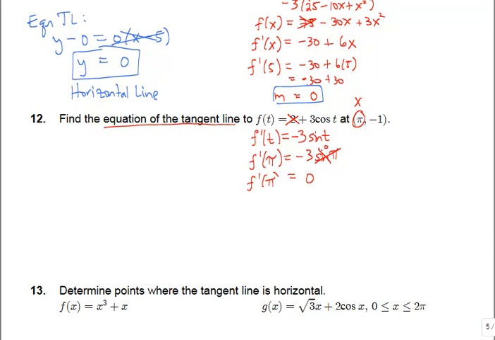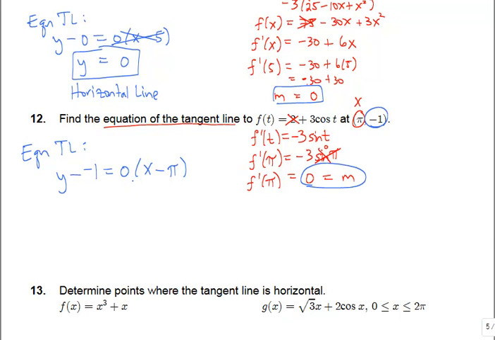So we're going to end up with another horizontal line. So this 0 that we just figured out, that is our m. So now to get the equation of our tangent line, we're going to do y minus this y value, so you do get a double negative there, equals our slope, which we just figured out was 0, times x minus our x value, which was pi.